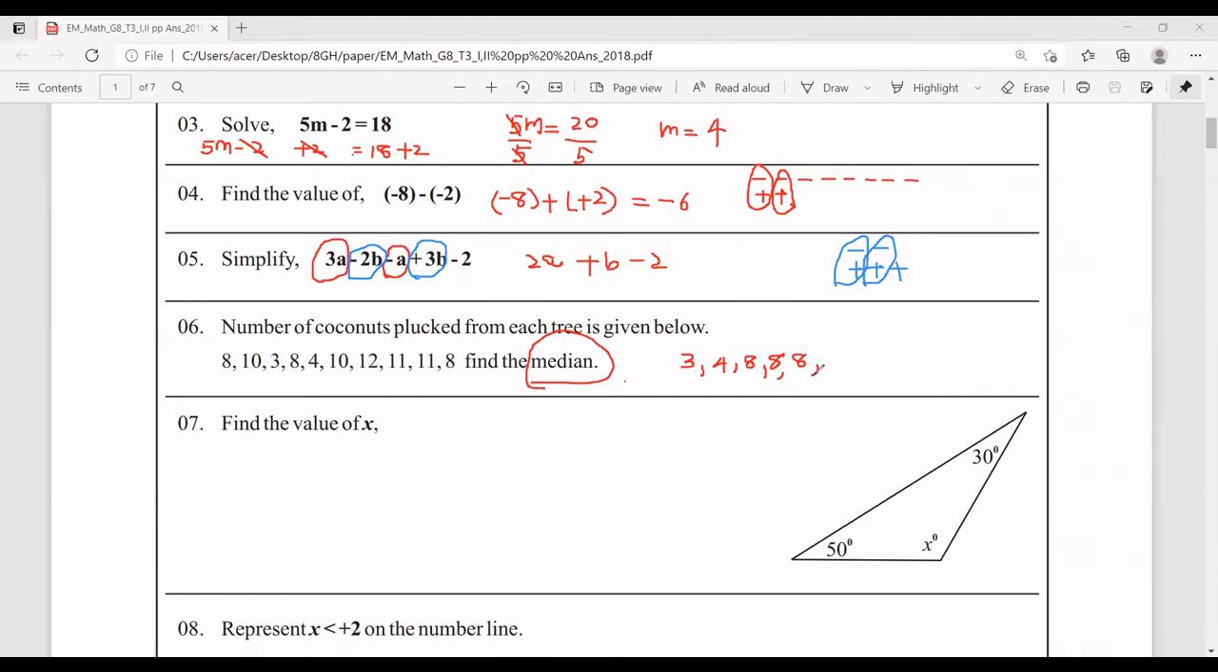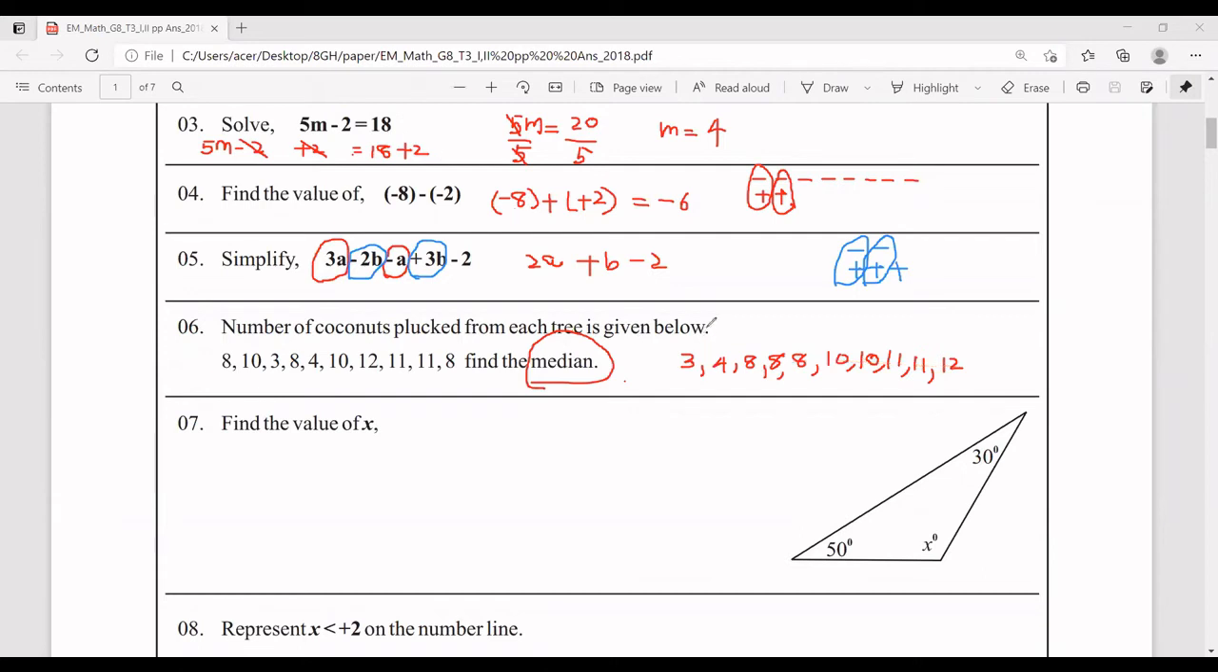Then what? 10. How many 10s? 2. Then 11. How many 11s? Yes, 2, very good. Then 12. Only 1 12. Yes, that's all. Now you have to select the middle value.